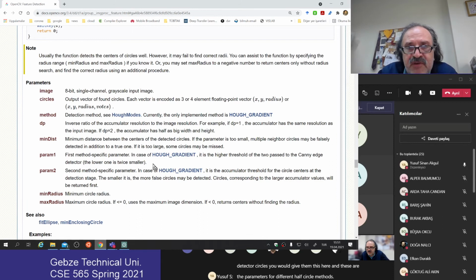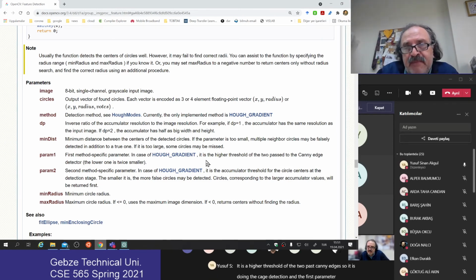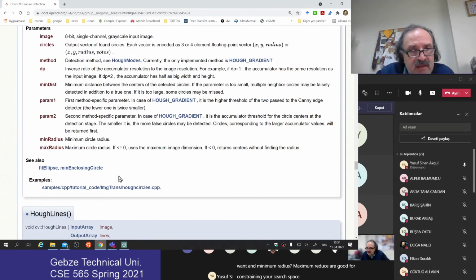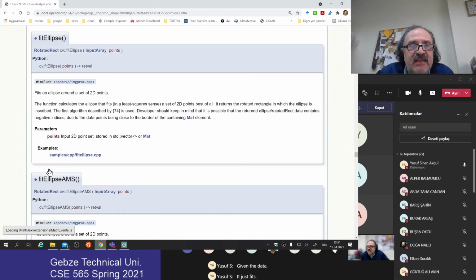If you are using the Hough gradient like we did, it is the higher threshold of the two passed to Canny edge. So it is doing Canny edge detection, and the first parameter is for the hysteresis thresholding. The second one is the accumulator threshold. I mean, how many votes do you want? Minimum radius and maximum radius are good for constraining your search space. It looks like you have a fit ellipse function too. What is fit ellipse? I don't think fit ellipse uses a Hough transform. Given the data, it just fits a single ellipse to that data, a set of 2D points.